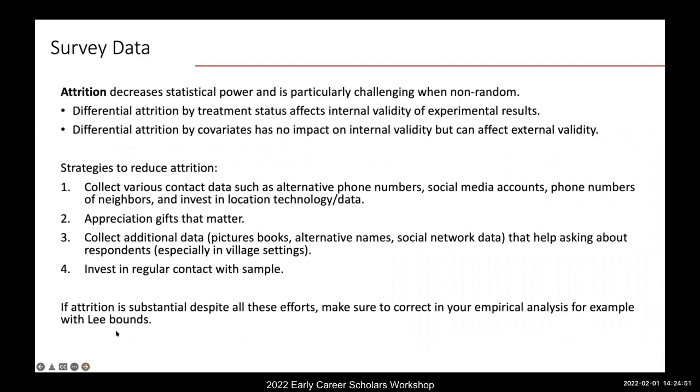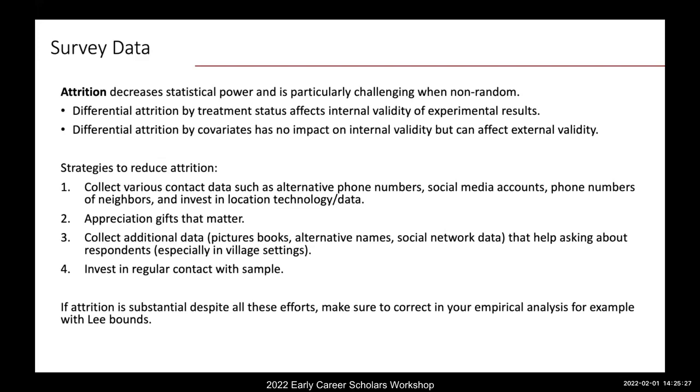Okay. So when we have survey data, we often have attrition that decreases our statistical power and is particularly challenging when non-random. So we have differential attrition by treatment status, which will affect the internal validity of experimental results. So for example, we are only able to find 50% of the people in the control group again. And then we're actually going to have trouble interpreting our treatment effects appropriately.